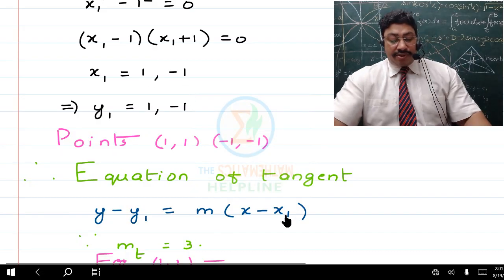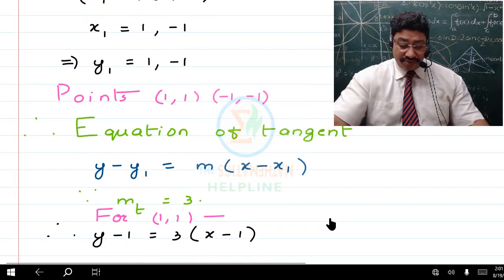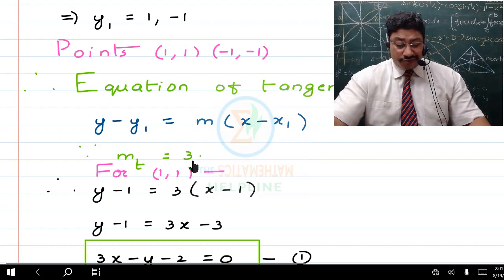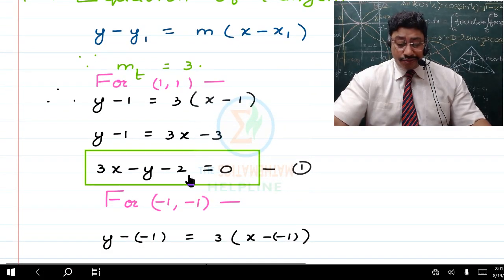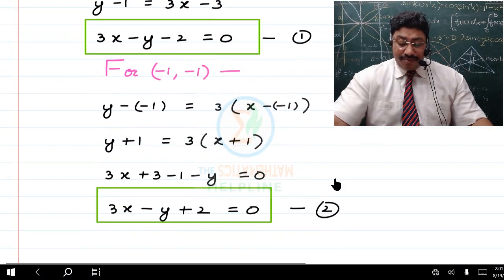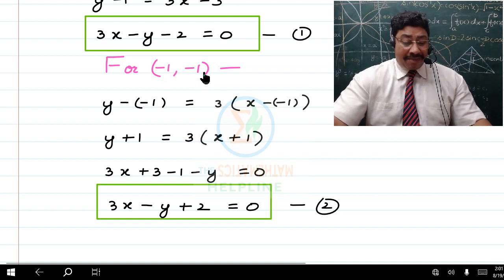Now to find the equation of the tangent, you have to use the one-point form, which is y minus y1 is equal to m times x minus x1. For the first case, when the slope is 3 and the point is 1 comma 1, we'll have y minus 1 is equal to 3 times x minus 1. On simplifying, this becomes 3x minus y minus 2 is equal to 0, which is one of the equations of the tangents. And the other time, when we keep the value of the point minus 1 comma minus 1, slope remaining to be 3, which is the slope of the tangent, we get the equation to be 3x minus y plus 2 is equal to 0, right?